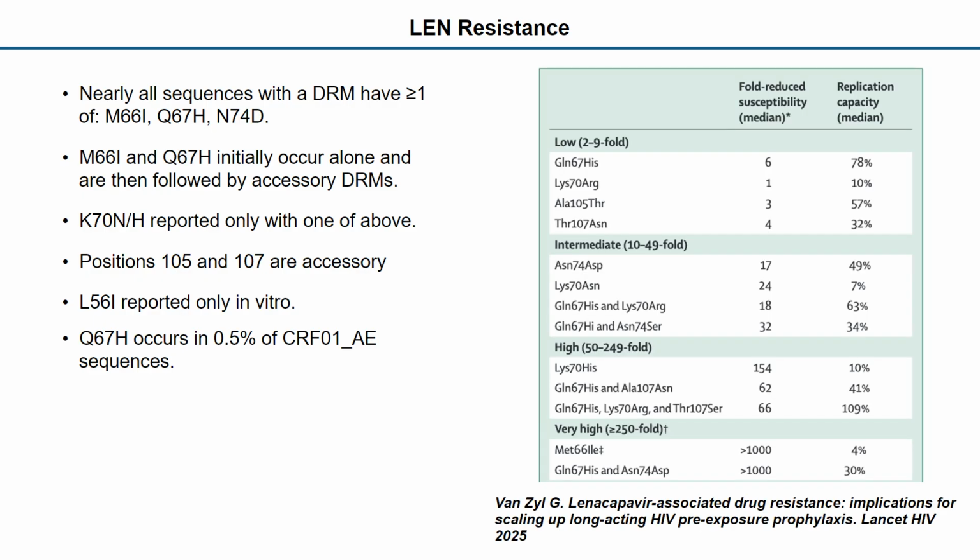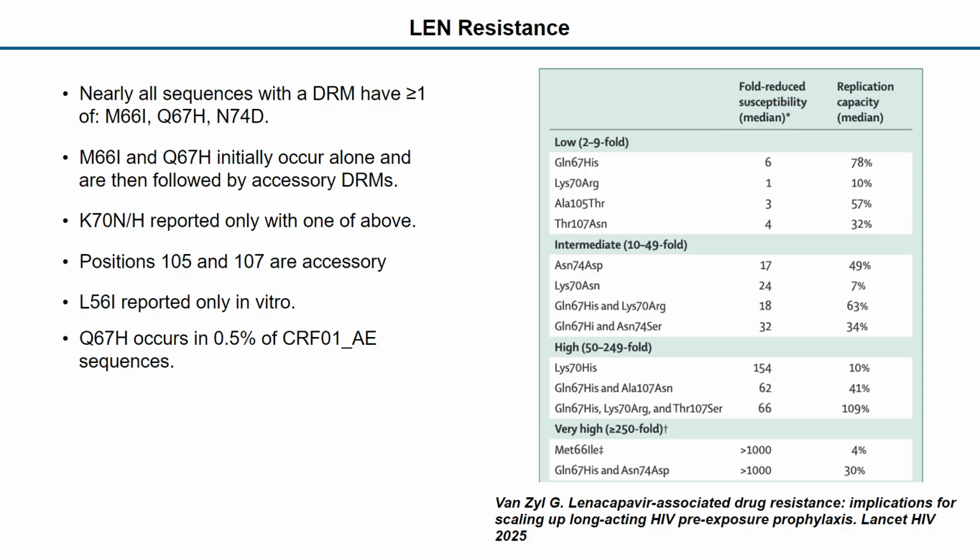The table on the right summarizes the available phenotypic susceptibility data. Q67H alone causes an about 6-fold reduction in susceptibility and maintains normal replication capacity. There is debate about whether this mutation alone is sufficient to compromise lenacapavir's efficacy given its picomolar potency.